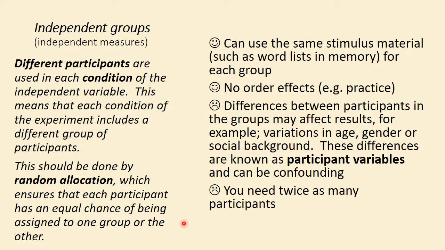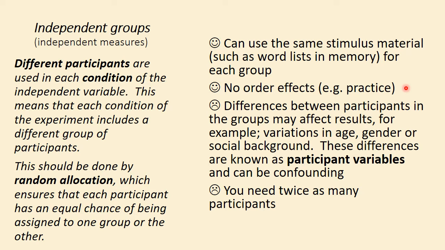Okay, so there are some advantages to using independent groups. You can use the same stimulus material. So in our coffee and memory experiment, you can use the same memory test, which is an advantage because then it doesn't become a variable that one test was harder than another. And crucially, there are no order effects. We'll talk about them more in a second. But because they only take the test once, there is no chance that they might get better through practice at taking a separate memory test.